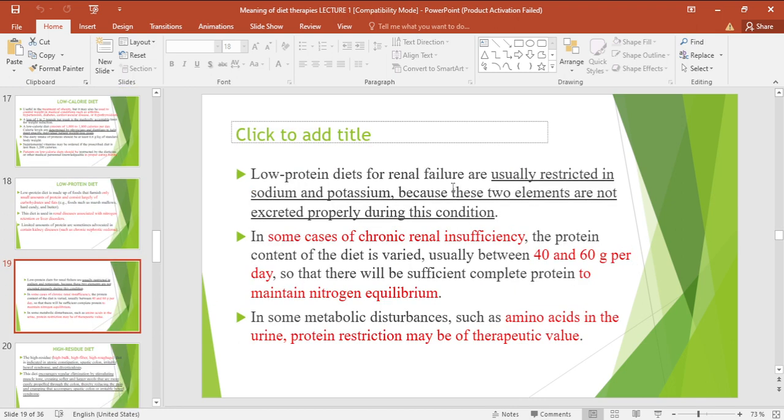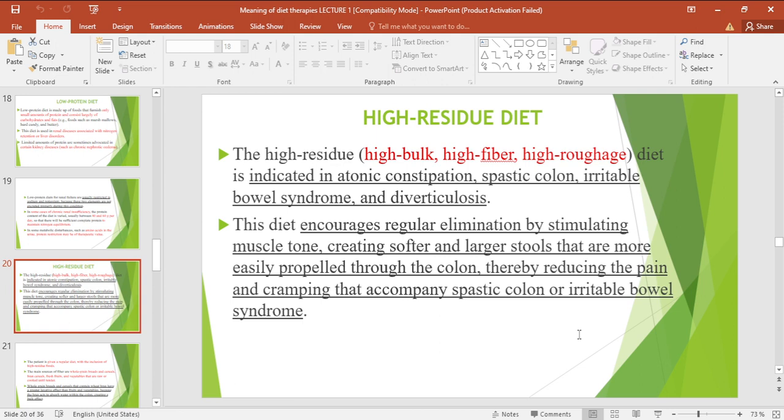The low-protein diet for renal failure is usually restricted in sodium and potassium because these two elements are also not excreted properly in this condition. It causes a lot of work on the kidneys. And also in some cases such as the chronic renal insufficiency, the protein content of the diet is varied between 40 and 60 grams per day. And so this will ensure that there will be sufficient complete proteins to maintain the nitrogen equilibrium. And also in some metabolic disturbances, for example, amino acids in the urine, the protein restriction may be of therapeutic value.